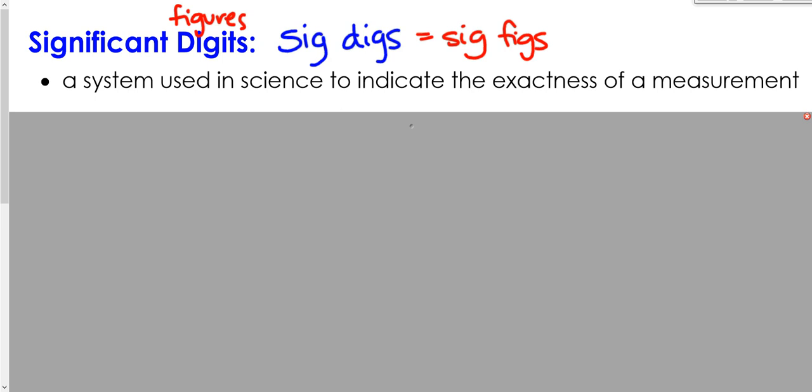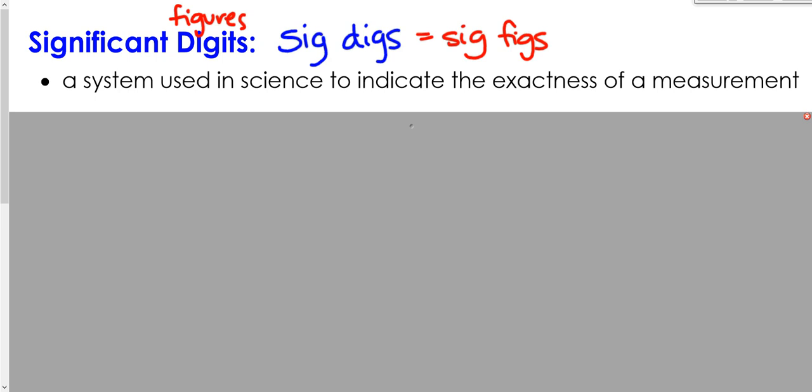This is a system used in science to indicate the exactness of a measurement. We're going to talk about, when we look at a number, how many sig digs it has, how many digits are significant in it. We're referring to how well we know this number, how confident we feel in the accuracy of this number.